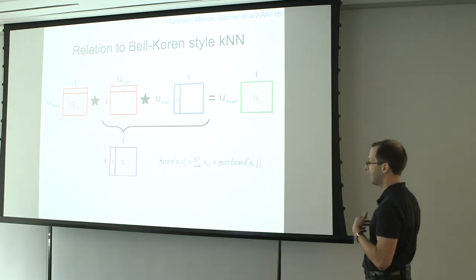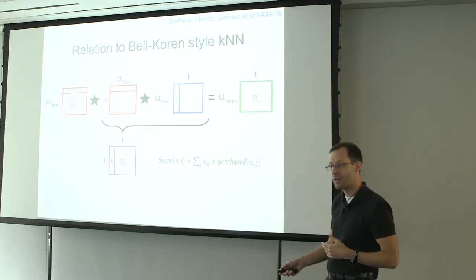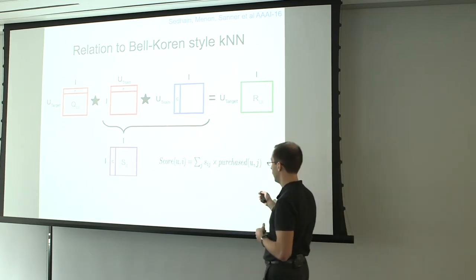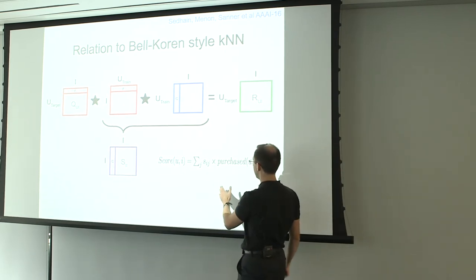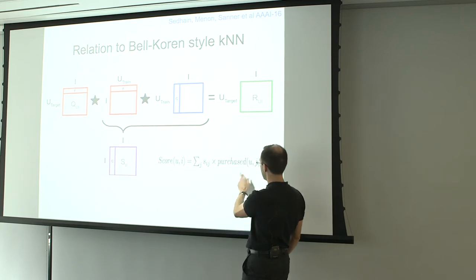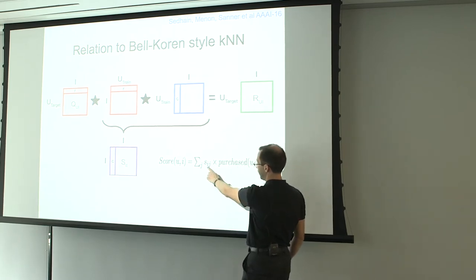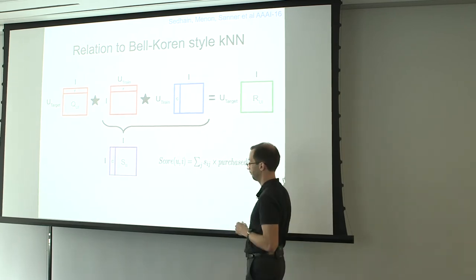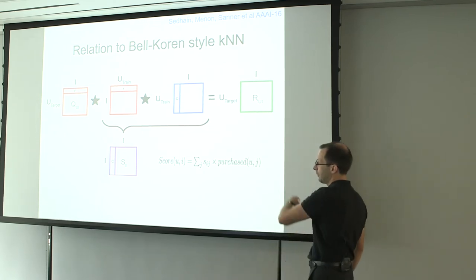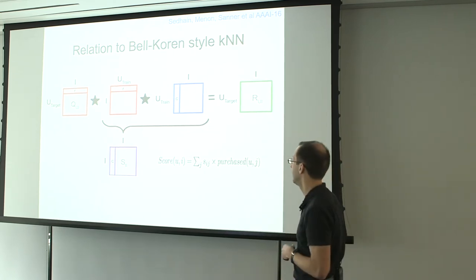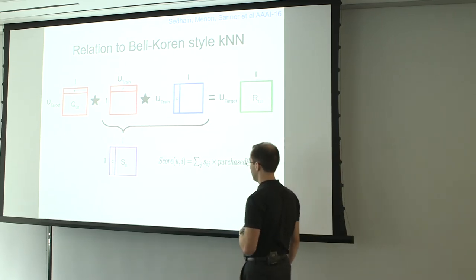If you know standard nearest neighbor collaborative filtering, this is exactly the sort of equation that you do. I don't know if the user purchased item I, but I know if they purchased J, and I now have a similarity measure of how similar the items were. Again, this is item-based collaborative filtering. You can also do the user-based version if you want to look at user similarity.